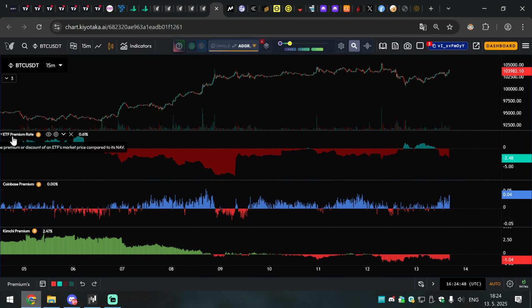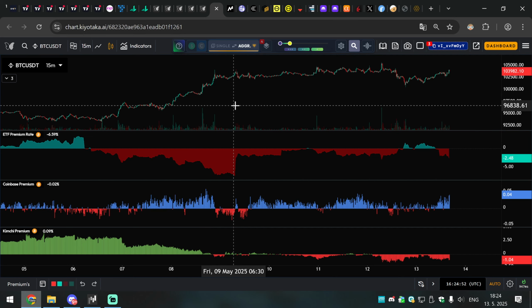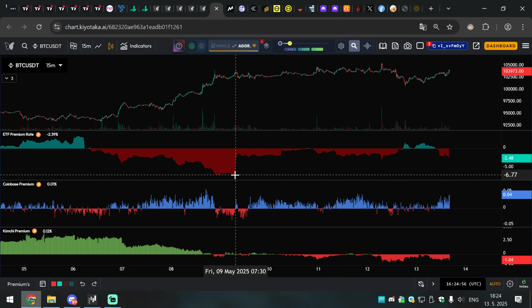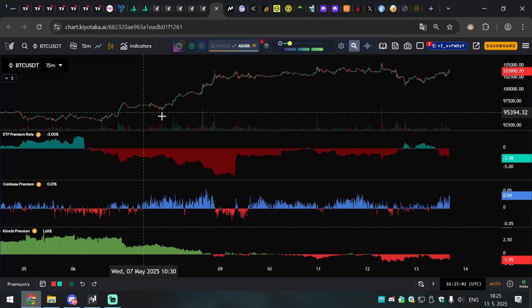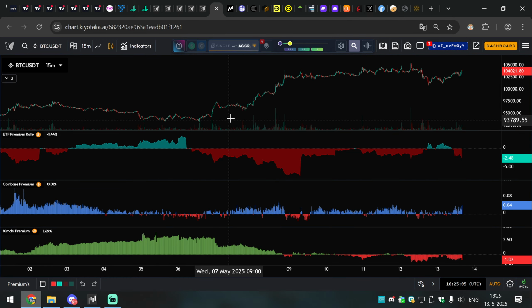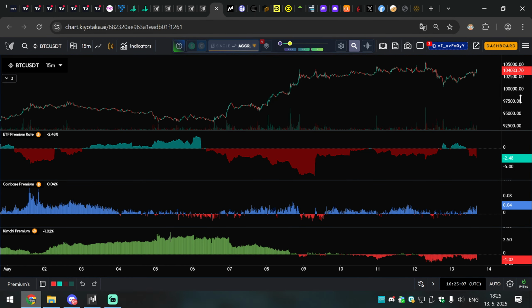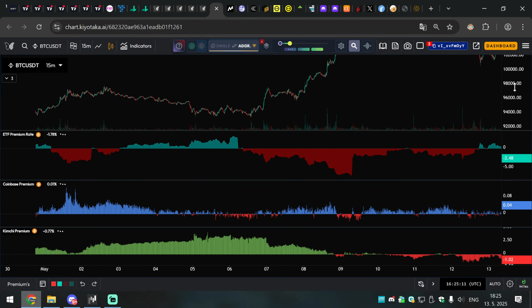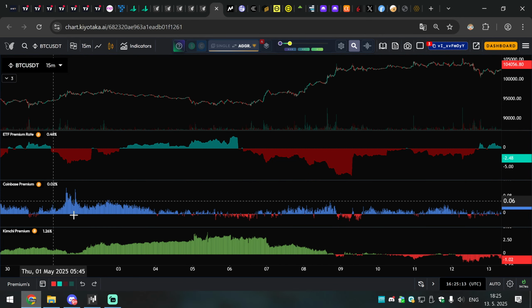It's showing us ETF premium rate. So it's basically showing us if ETFs are cheaper or more expensive compared to the underlying asset, which means Bitcoin on spot markets on all exchanges in the world. So I'm yet to backtest this, but I think it can be a bonus to use in synergy with Coinbase Premium.